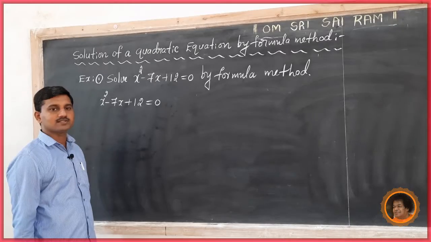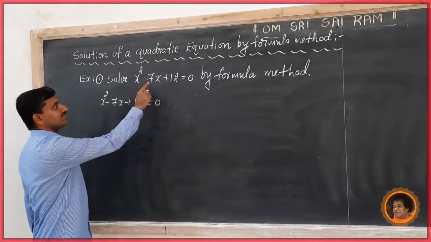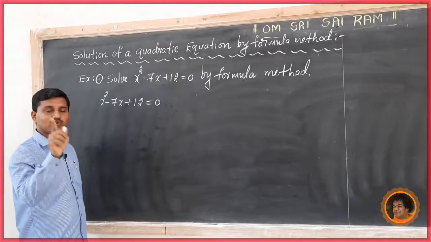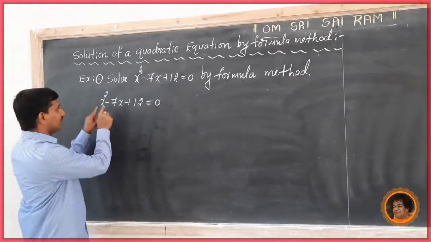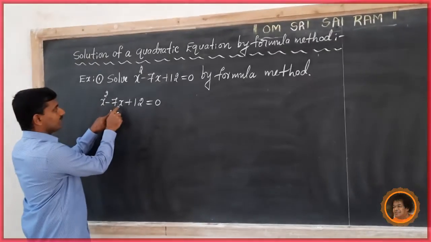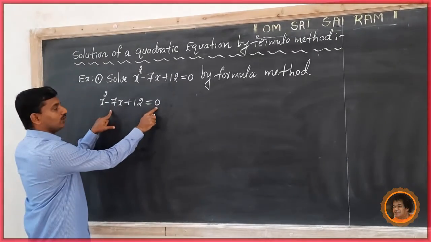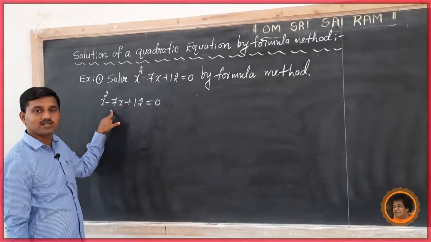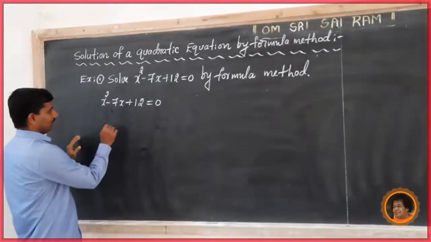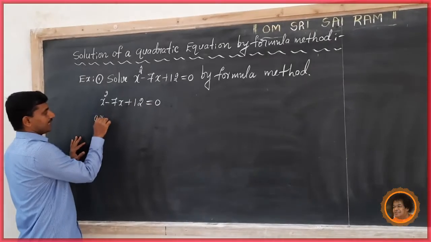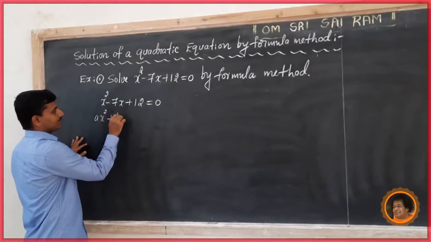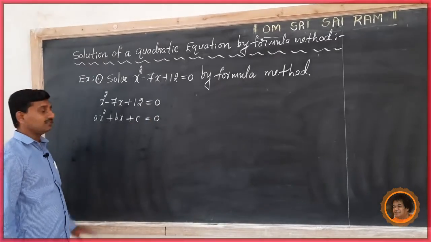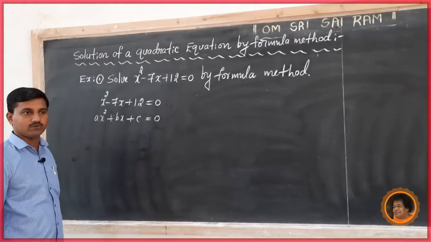First step is to check whether the given equation is in the standard form or not. What is the standard form? ax square plus bx plus c equal to 0. The given quadratic equation is already in the form of ax square plus bx plus c equal to 0. This is the general form of the quadratic equation.